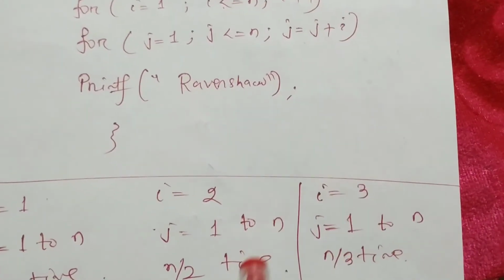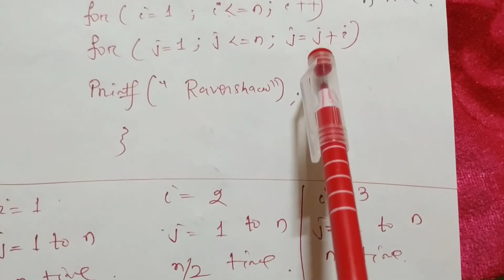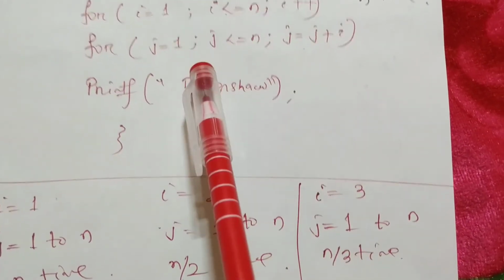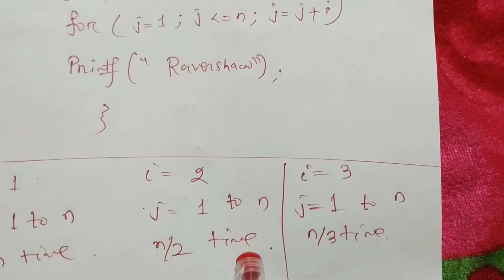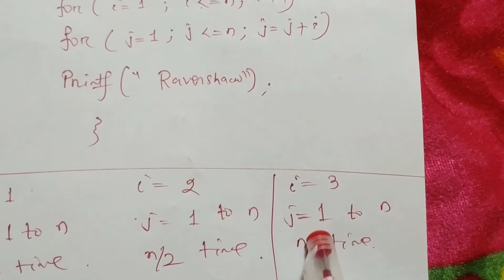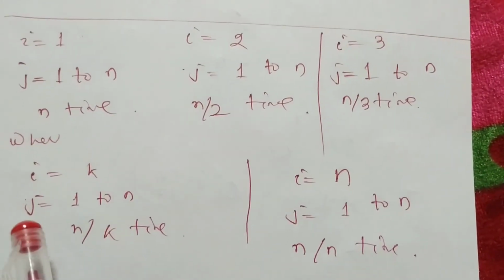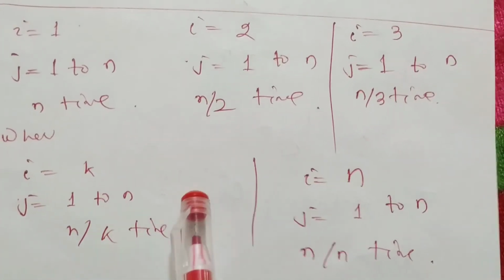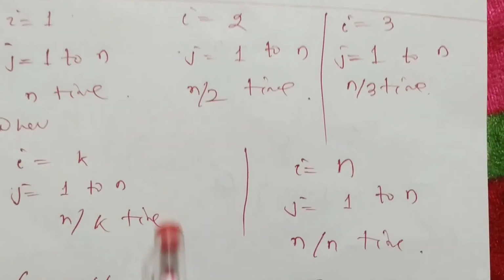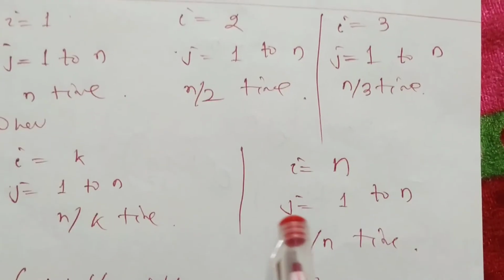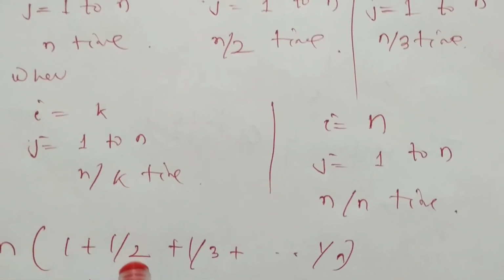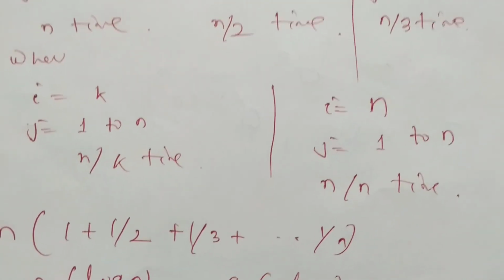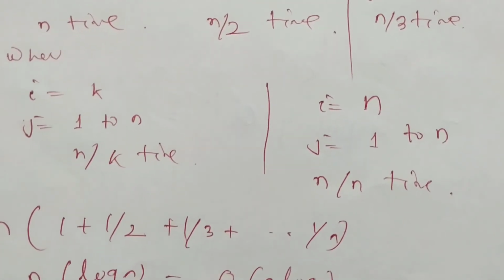So how many times? n by k2 times, because the value of j will be 1, then 1 plus 1 is 2, then 1 plus 2, which means alternate numbers are being added. So it is n by k2 times. And for i = 3, it is n by k3 times. So in this sequence, for i = k, j goes from 1 to n by k times. And when the value of i reaches n, this is n by n times. If we take n as common, we can write 1 plus 1/2 plus 1/3 up to 1/n. So this is n log n. So the total time complexity is order of n log n. It's very simple. Hope you understood.